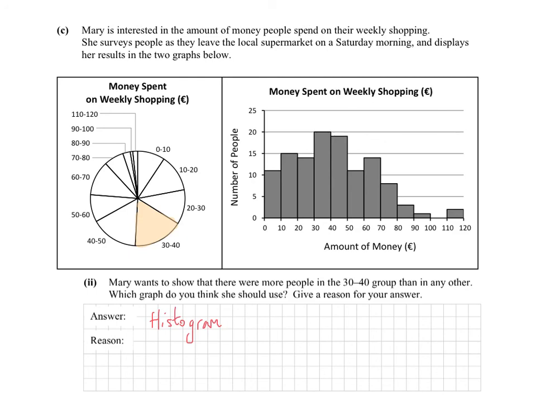From my eyesight, it looks as though the 40 to 50 might be as big or bigger. Same with these other ones. You're not 100% certain that this sector here is definitely the largest. However, in your histogram, it is easy to see from the height that 30 to 40 is the tallest bar. It is the mode class interval for this data.